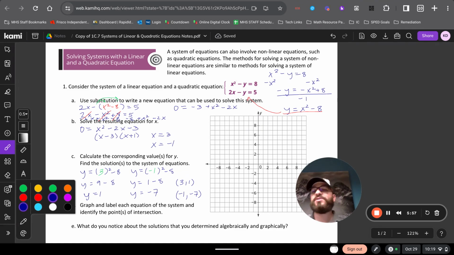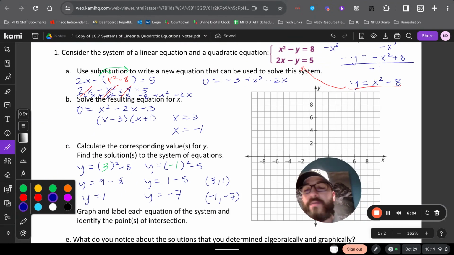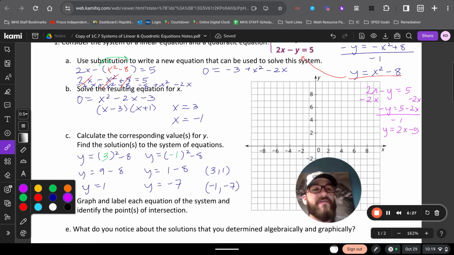We're also going to look at this graphically. And so to look at it graphically, we want to go ahead and graph it. We have that first equation to be able to graph, y equals x squared minus 8. Let's go ahead and get that linear equation able to be graphed. So 2x minus y is equal to 5. Minus 2x, minus 2x, we would get negative y is equal to 5 minus 2x. Dividing everything by negative 1, we would get y is equal to positive 2x minus 5.